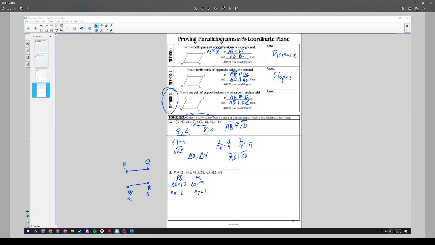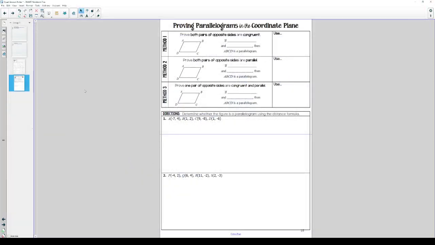So yeah, there's some more practice on all of these within the booklet, so feel free to work on those and make sure you really got it down. But that covers all of the things we can do with parallelograms.